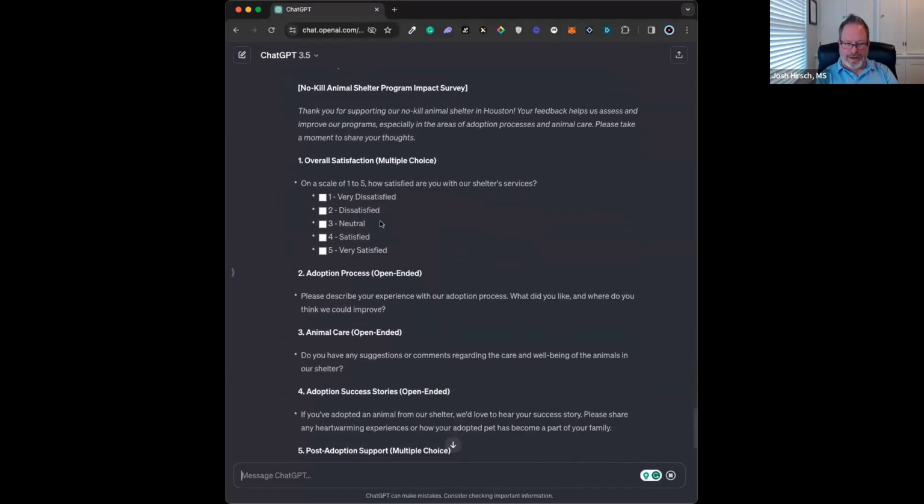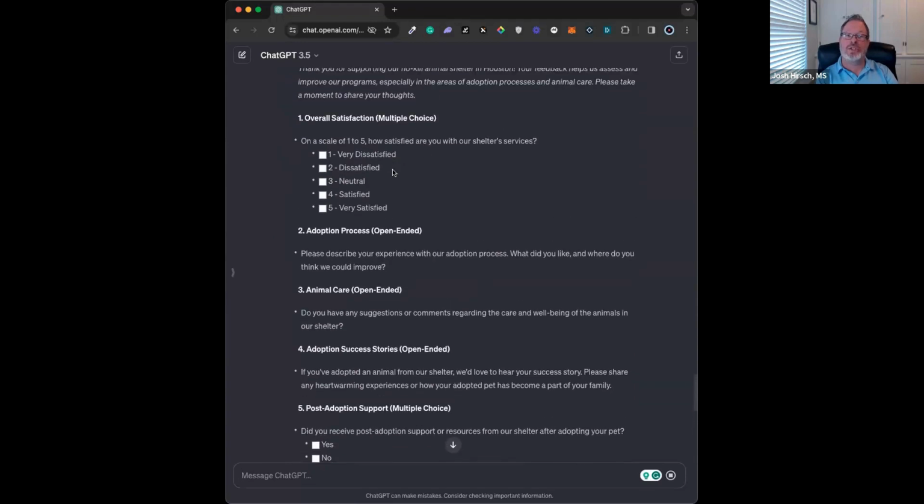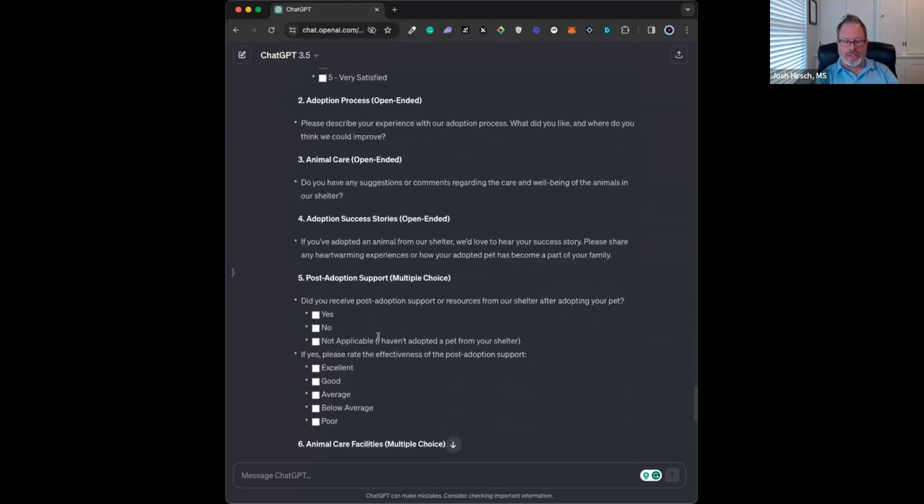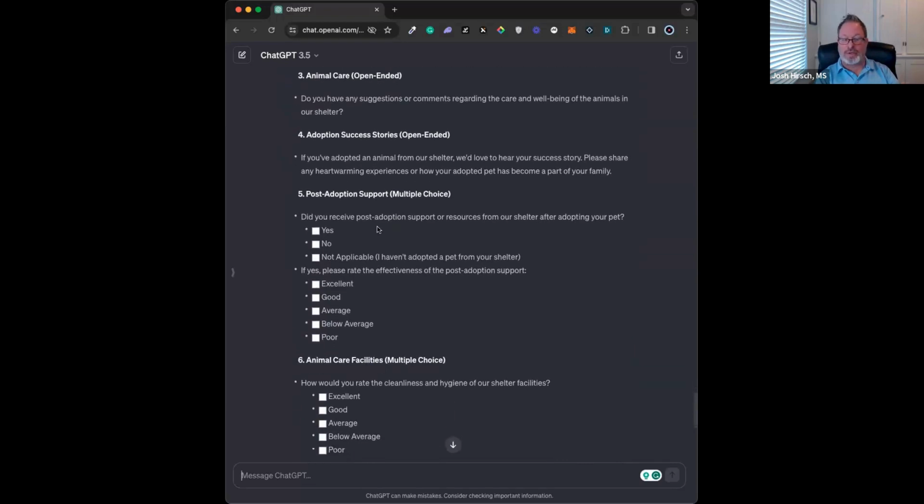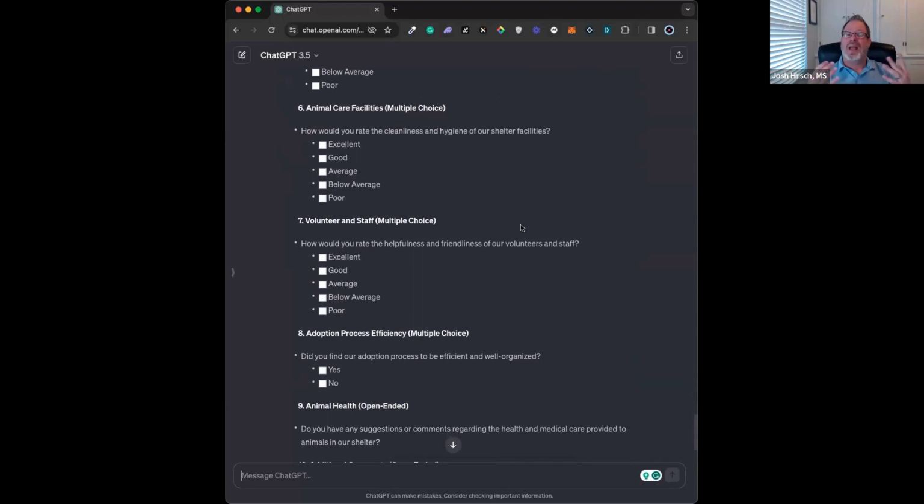So once again, Likert scale here. I think for something like this, Likert scale data is good, but obviously open-ended questions give us much more feedback for what we could potentially look for. So looking at success stories, post-adoption, I think is good. Did you receive resources from our shelter? So this is good. I just want to show you at a quick high level.